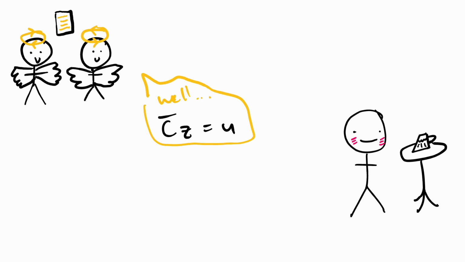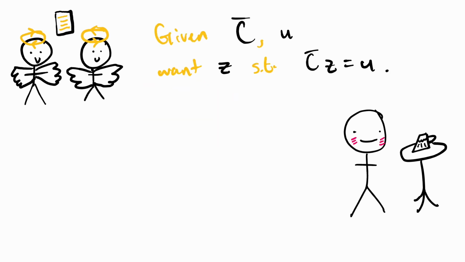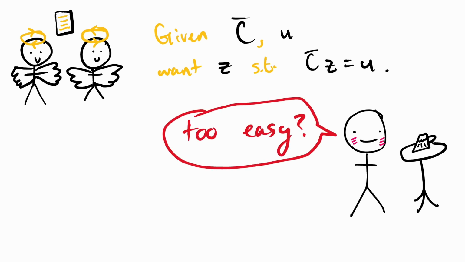Well, let me tell you what the problem is. Given a matrix C bar and a vector U, I want you to find Z such that C bar Z is equal to U. And we'll call this the pre-image sampling problem. But hey, I kind of recognize this. Normally we can solve this using regular linear algebra techniques. Yeah, that's true. So that's not the actual problem.